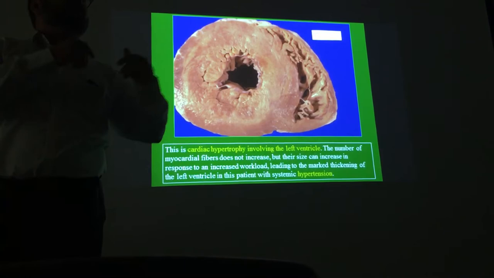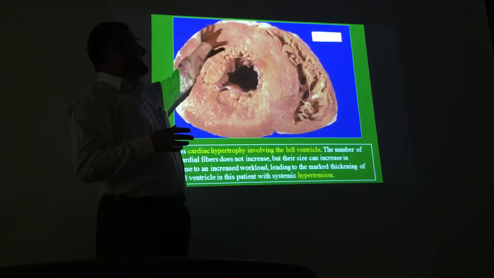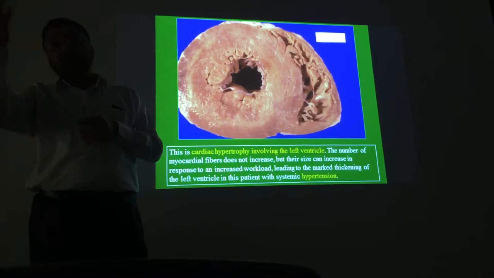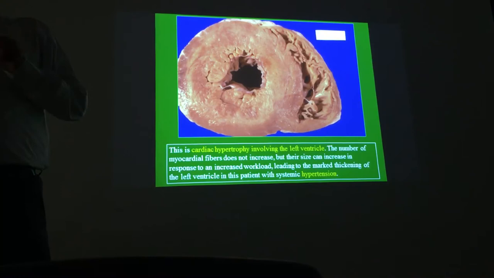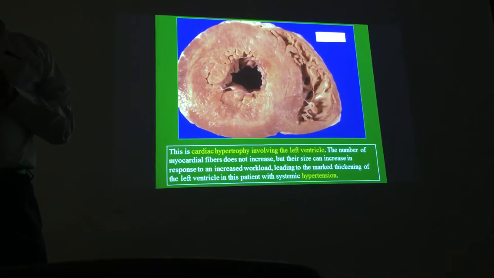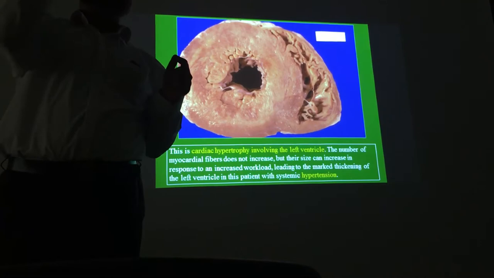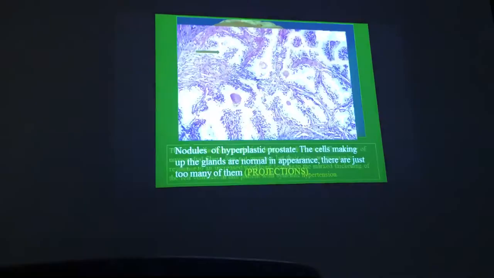Now hypertrophy in the heart can be because of many reasons, but the most important reason is hypertension. So there can be a question to identify this. Second, there can be a question, what is the most likely cause? All causes may be right, but you have to take the best one. In this case, the best is hypertension.